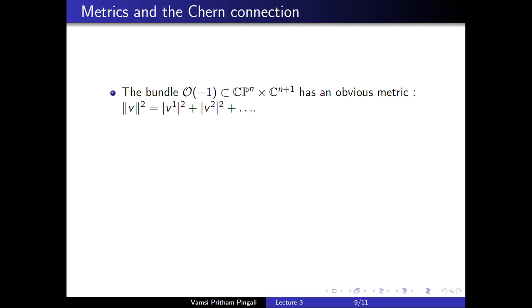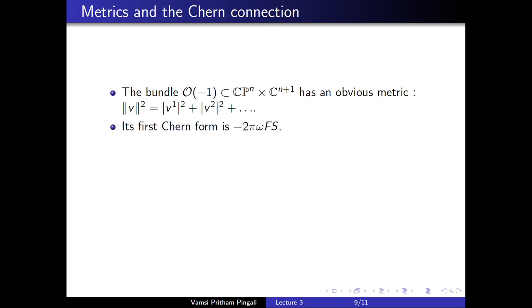Instead of O(1), it's more reasonable to look at O(-1). It's more obvious to define. O(-1) has a very obvious metric. Well, what is O(-1)? It's simply a subset of CP^n cross C^(n+1). The one-dimensional vector spaces that O(-1) is composed of are all vectors in C^(n+1), and C^(n+1) has an obvious metric, the one coming from Pythagoras' theorem. So O(-1) has an obvious metric.